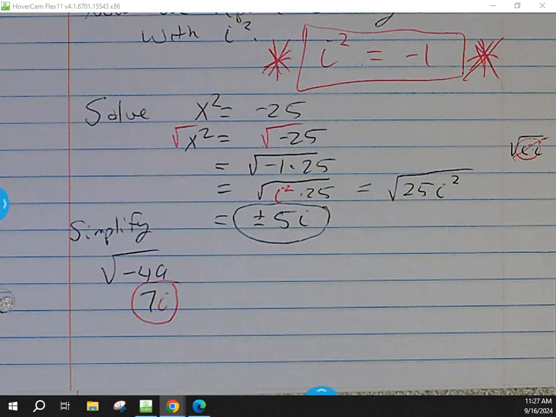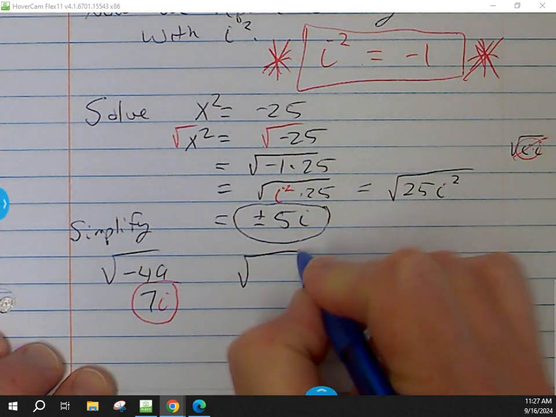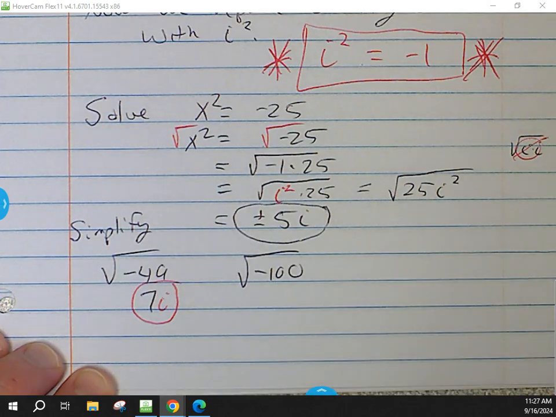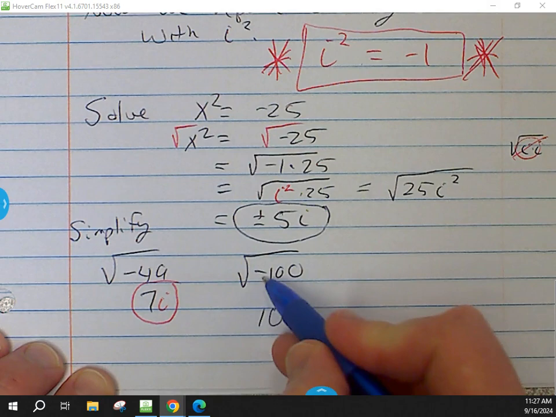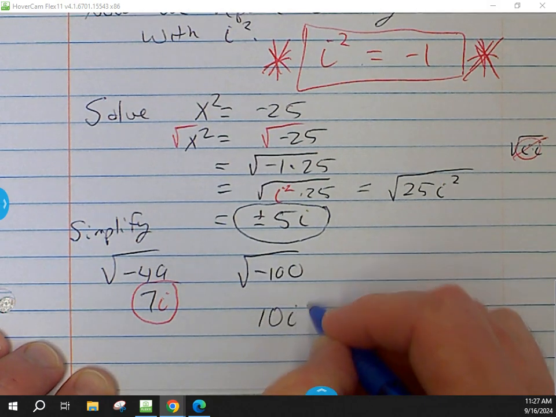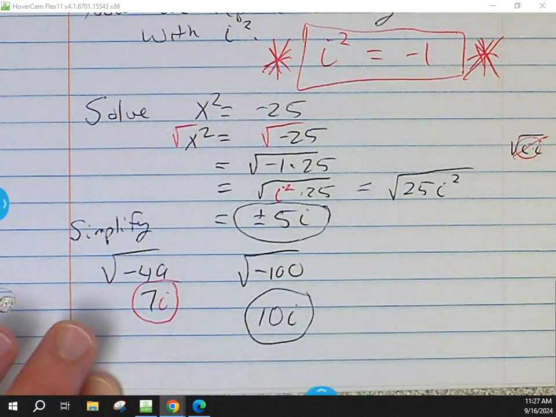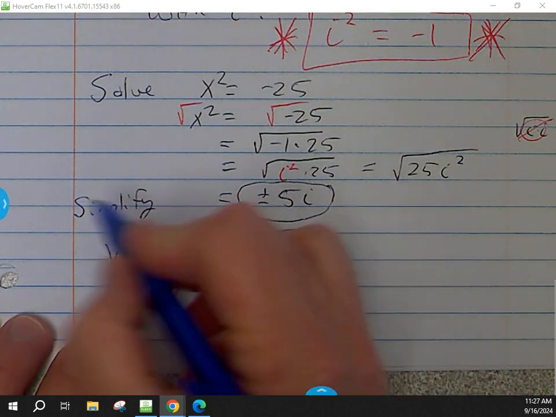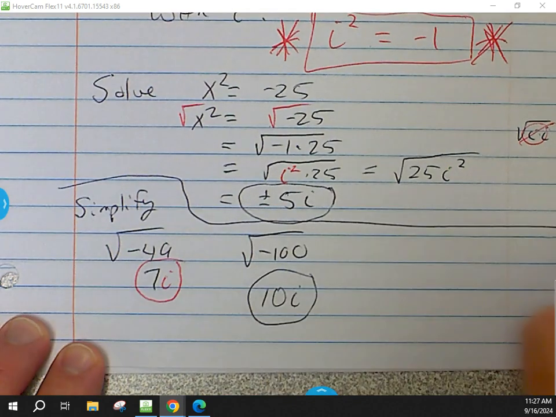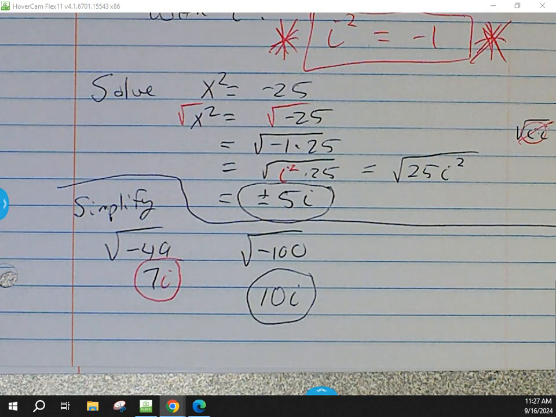So if it's solving, we'll put the plus and the minus with it. If it's just simplifying, you don't have to put the plus and minus. You can just put whatever there. So if it was square root of 100 that was negative, we know square root of 100 would be 10, but because of the negative on the inside, you just need to put an i in the answer.